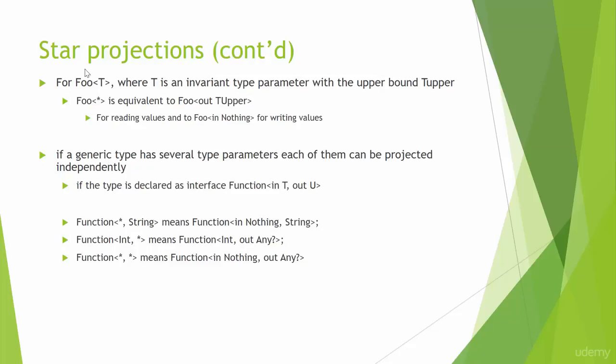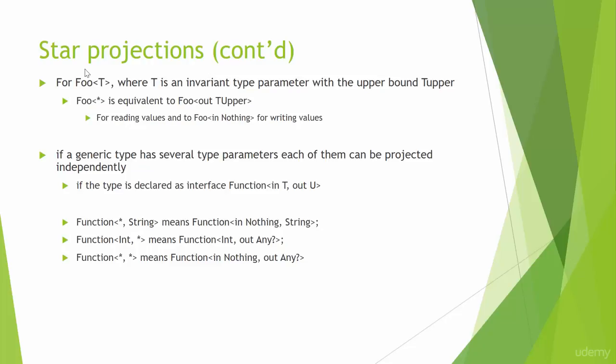So if a generic type has several type parameters, each of them can be projected independently. If the type is declared as an interface Function<in T, out U>, you could do something like Function<*, String>. This means Function<in Nothing, String>. Function<Int, *> means Function<Int, out Any?>. Function<*, *> means Function<in Nothing, out Any?>. So this is where you can use these star projections.